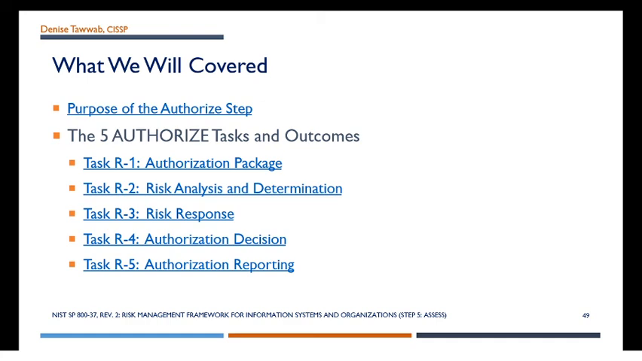And those are the 5 tasks in the authorize step of the NIST Risk Management Framework: your authorization package, your risk analysis and determination, your risk response, the authorization decision, and reporting of the authorization.